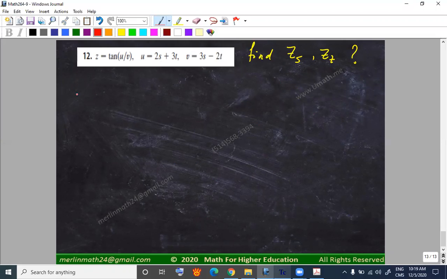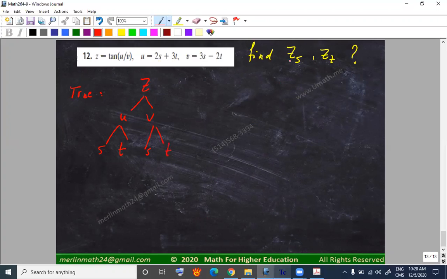Okay, go ahead. What shall I do? What Z? The concept is easy. You say Z. What letters do you see in Z? It's U. So Z depends on a function in U and V. But I see U a function in S and T. If I don't see T, it's only in S. And V is again in S and T.